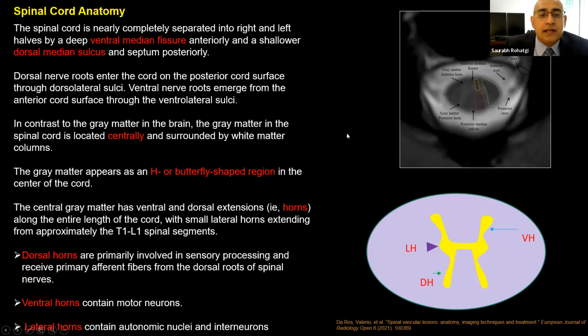In contrast to the gray matter in the brain, the gray matter in the spinal cord is located centrally, surrounded by the white matter columns. So this is the central gray matter surrounded by the white matter. The gray matter appears as an H-shaped or a butterfly-shaped region. The central gray matter has ventral and dorsal extensions, which are known as the horns, and a lateral horn at the T12, L1 segments. So these are the ventral horns, and these are the lateral horns of the gray matter in the spinal cord.